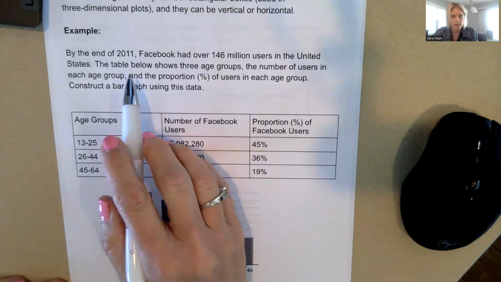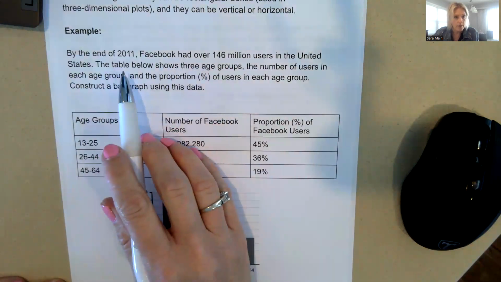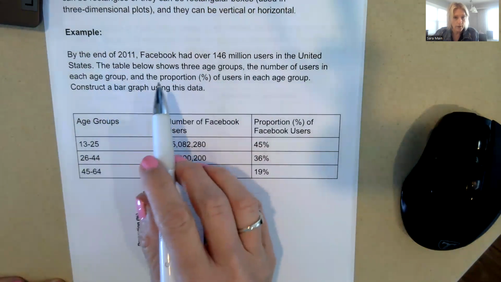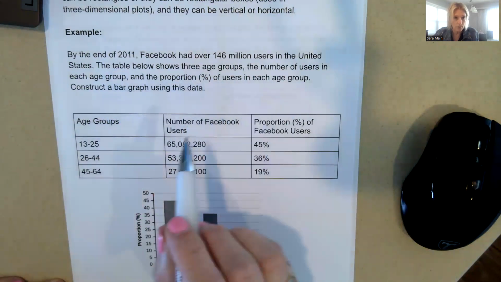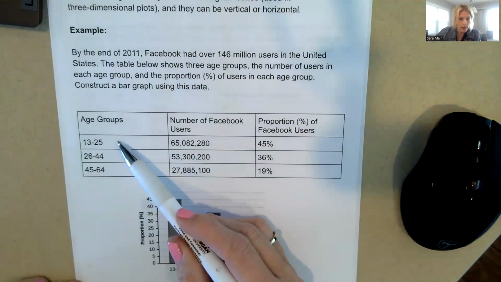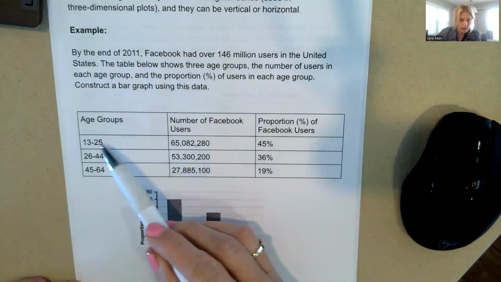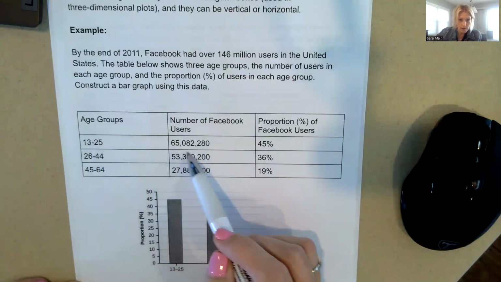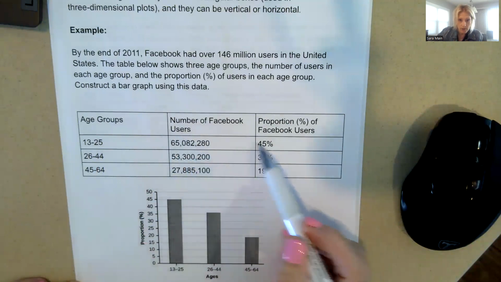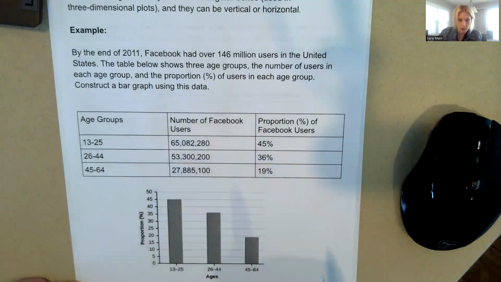So let's look at the example we have here. It says by the end of 2011, Facebook had over 146 million users in the US. The table below shows 3 age groups, the number of users in each age group, and the proportion of users in each age group. Construct a bar graph. So here were the age groups, the number of users. It definitely looks like the age group of 13 to 25 is the largest group, with 45% of the entire group being in that age group.